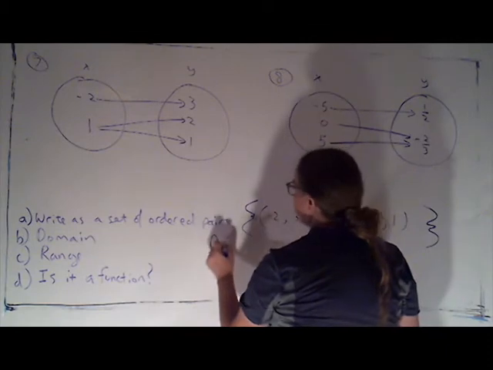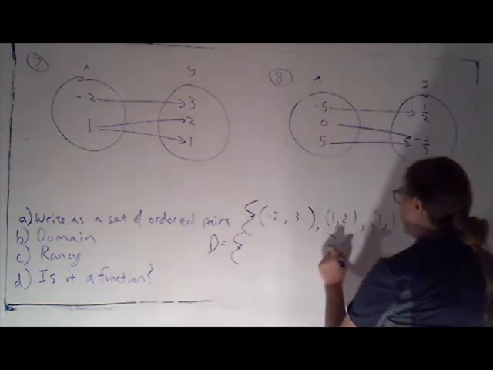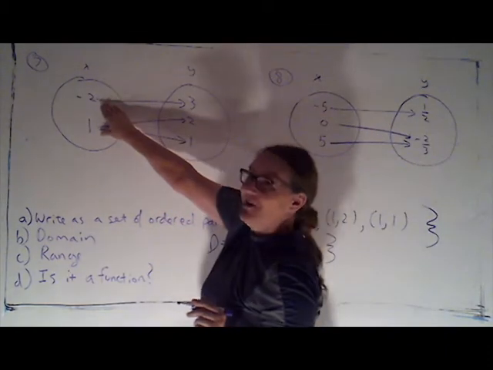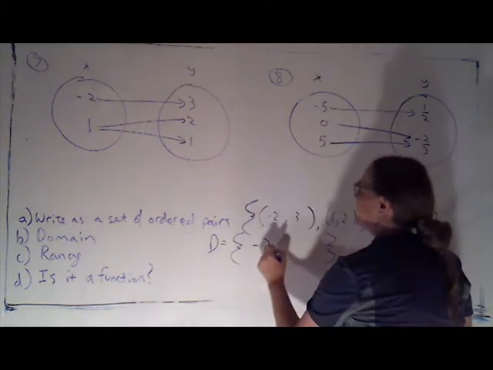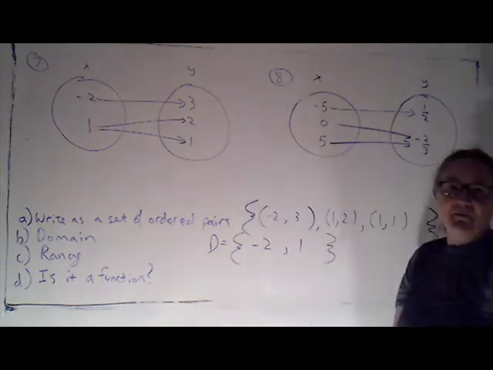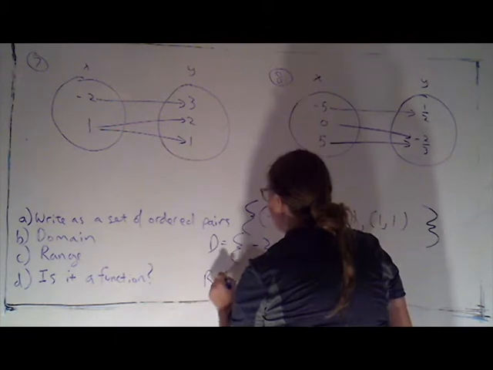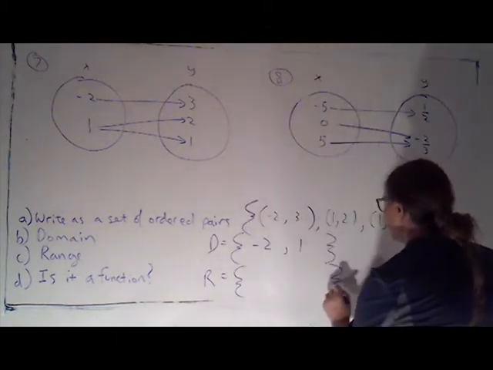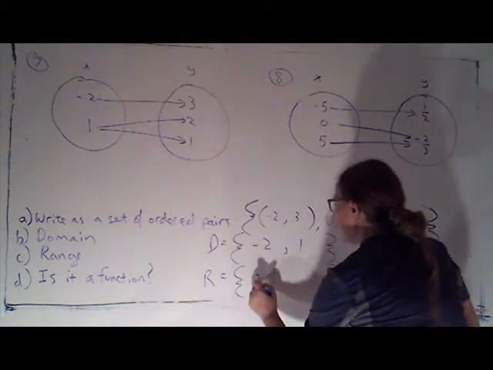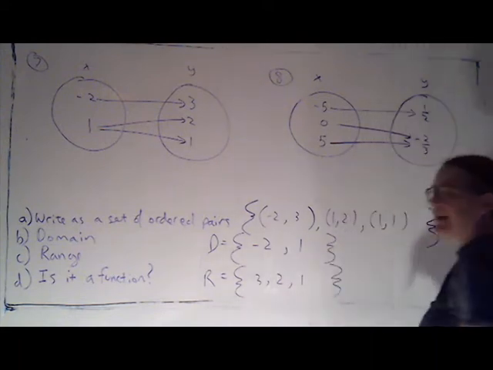The domain, which I'm going to call D again because I'm really creative that way. All I'm doing is putting those x values, instead of putting them in a circle, inside of set braces. The range, all I'm doing is putting my y values, instead of putting them in a circle in the diagram, inside of set braces.